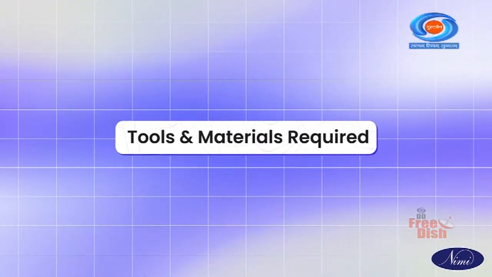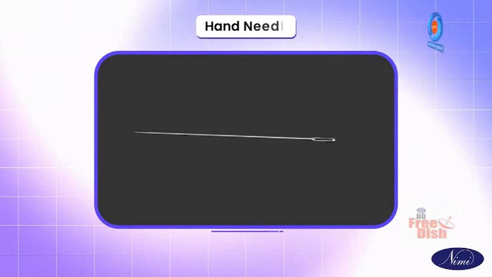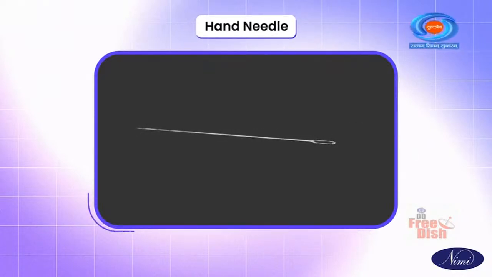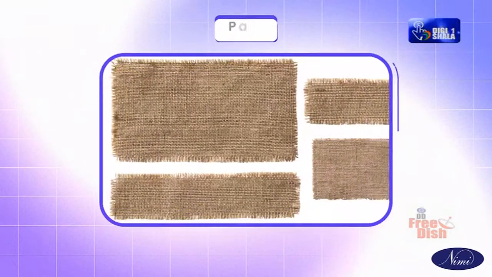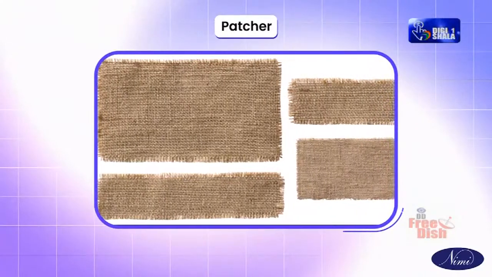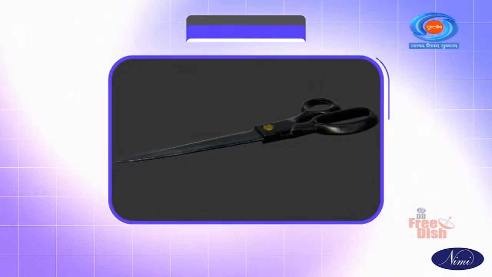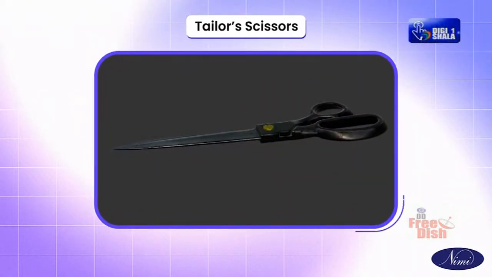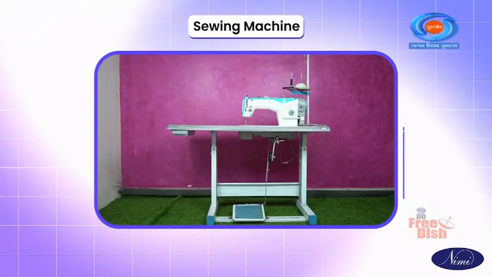The required tools and materials for darning and patching are darning needle, hand needle, worn out garment, patcher, threads, tailor's scissors, tailor's chalk, sewing machine.